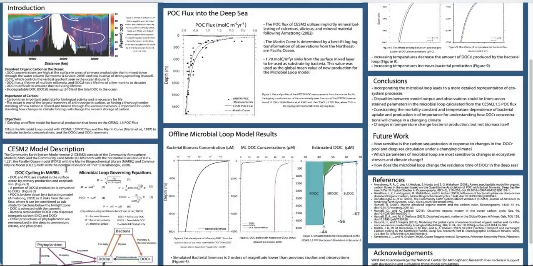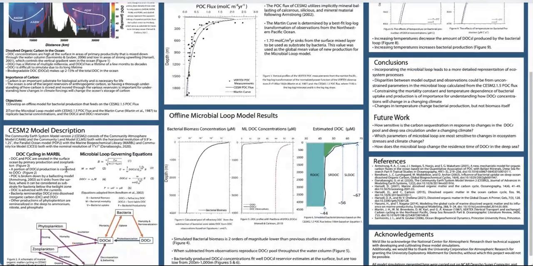So the Community Earth System Model is a global circulation model with atmospheric, oceanic, land, and ice processes, and it includes the Parallel Ocean Program and the Marine Biogeochemistry Library, which simulate ocean carbon and nutrient cycling. This study will incorporate bacterial processes into CESM2 to improve DOC cycling representation.